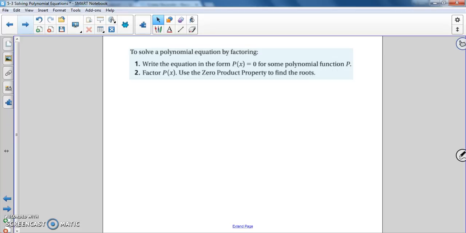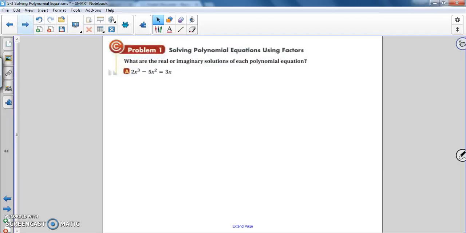So we're going to factor the side that is not equal to 0, and use the zero product property to find the roots. This is just like we were doing when we were solving quadratic equations as well. So first, solving polynomial equations using factoring. What are the real or imaginary solutions of each polynomial equation?